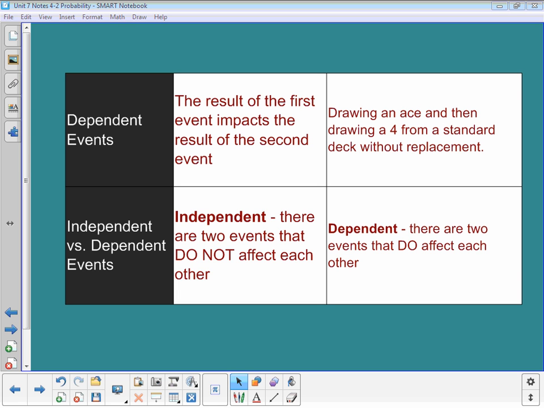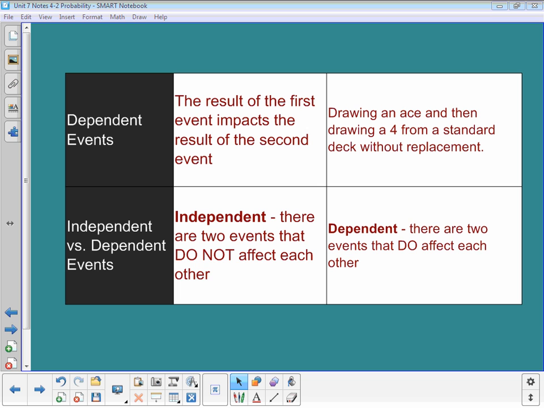So today, to start off with, we're going to talk about dependent events. Dependent events are the result of when the first event impacts the second event. Yesterday, the two didn't really affect each other. We could do one and we could do the other, and it didn't change our total. Well, today, things are going to change around a little bit.